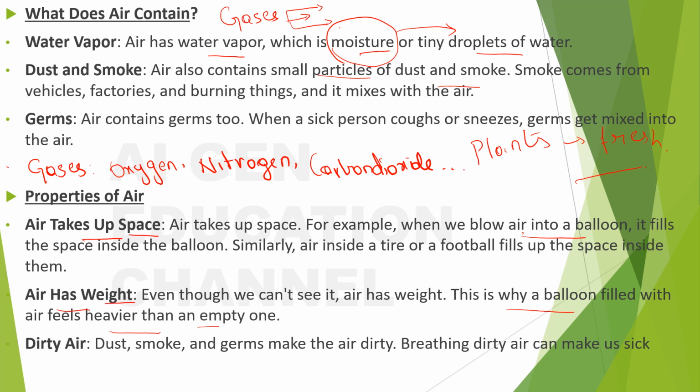Dirty air. Do smoke and germs make the air dirty? Breathing dirty air makes us sick. So when all these come because of pollution, dust and smoke, right? It's because of the pollution. And then germs. When someone is sick, the germs will rapidly spread into the air. So all these will make the air dirty. So breathing dirty air will make us sick.